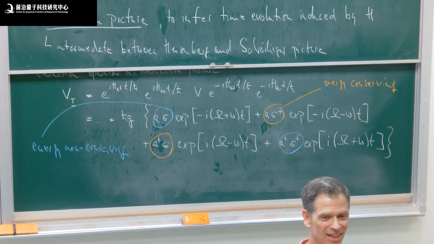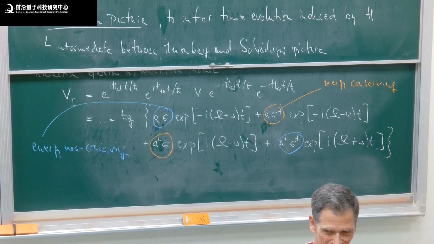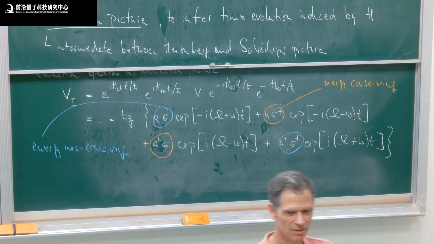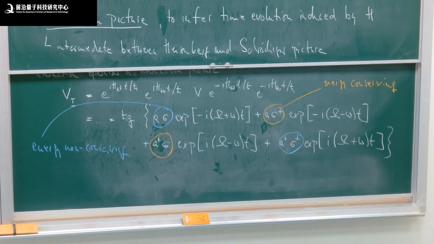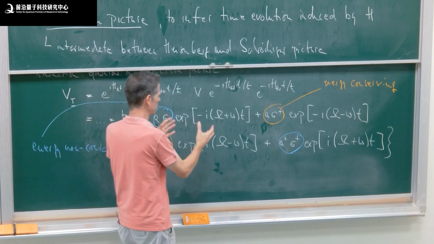I'm asking a question, yeah? Are there terms which are oscillating faster than other terms? So look at this, right? So you have an interaction Hamiltonian, right?